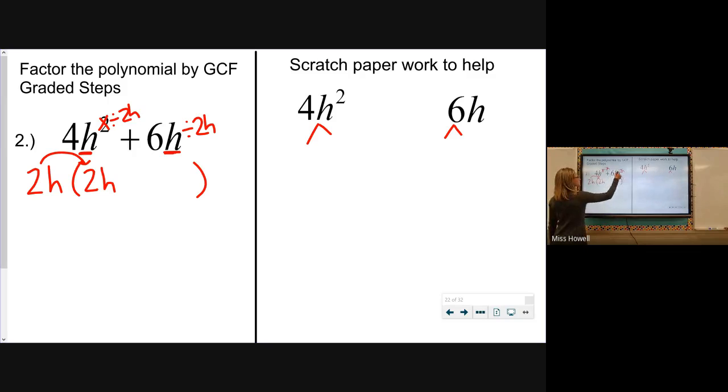All right, 6h divided by 2h. So 6 divided by 2 would give us a 3, and then h divided by h would eliminate, right? We just have a plus 3 left over. All right, factored completely here: 2h times (2h plus 3).